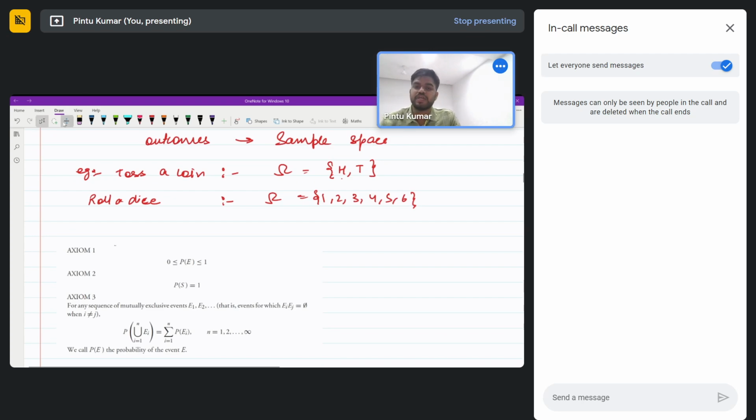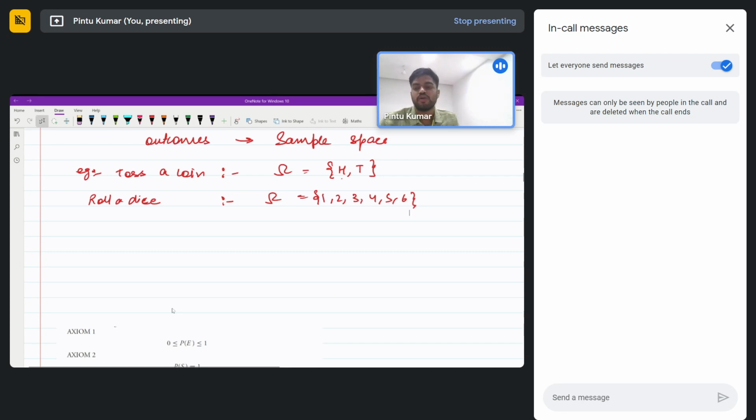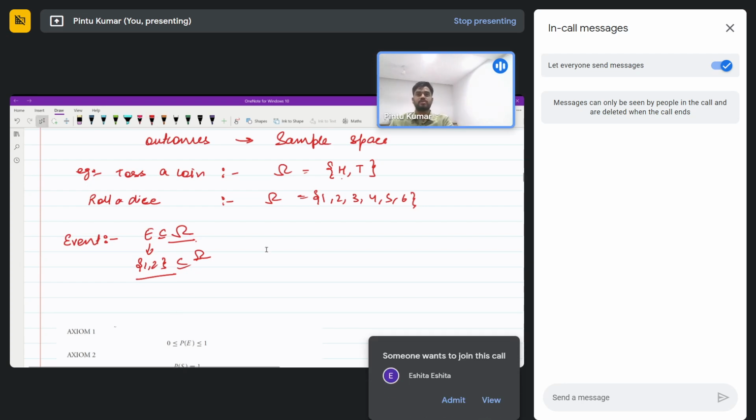Now the next thing that comes after the sample space is what is called an event. An event is nothing but a subset of the sample space. For example, if you roll a die and somebody says it is either 1 or 2, the event would be 1 or 2. This is a subset of your sample space. An event can be a combination of possible outcomes or a particular outcome, but it is a subset of your sample space.